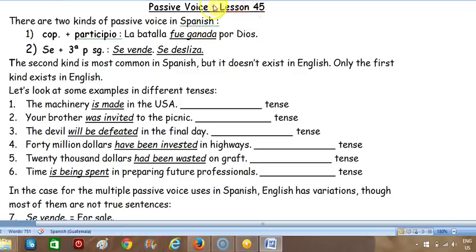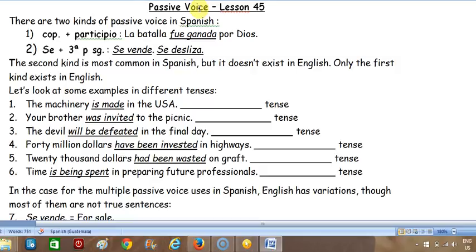Okay, lesson 45. This is an important lesson. We're going to be talking about passive voice. So I said way back in, oh my gosh, lesson 1 and then I think lesson 3 and some of the other lessons that I've been talking about active voice all along. So finally we're going to get to passive voice.